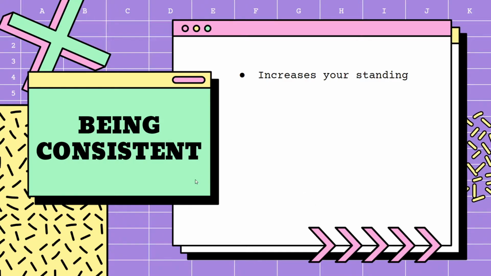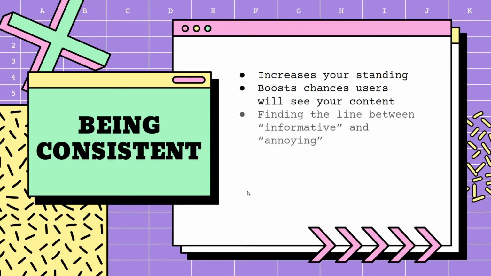Like I said, we go back to that second slide where it says there's 500 million tweets per day, and tweets are small, so you can get away with posting multiple times a day if you want. But it will boost your chance for people to see your content, right? But you also got to find that line between informative and annoying, and that's where things get a little convoluted. I did a lot of research trying to figure out what the magic number is. There really is no magic number. It seems to have to do with your prominence in social media, what your social standing is.